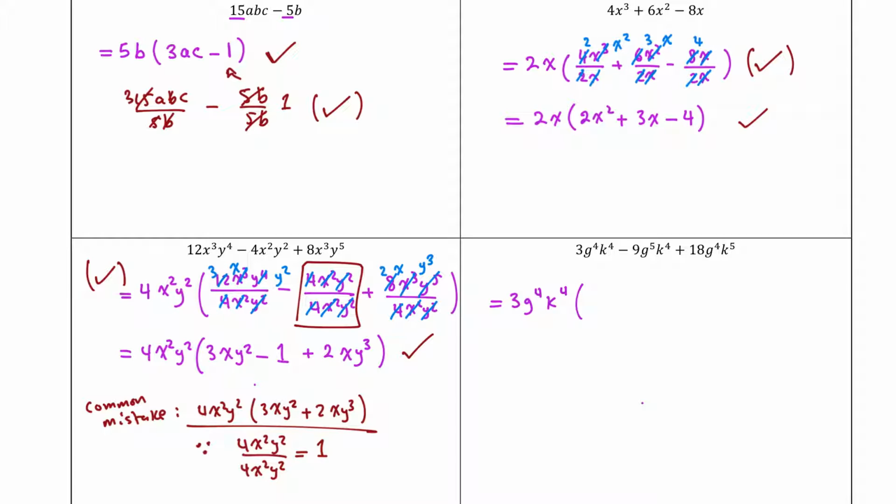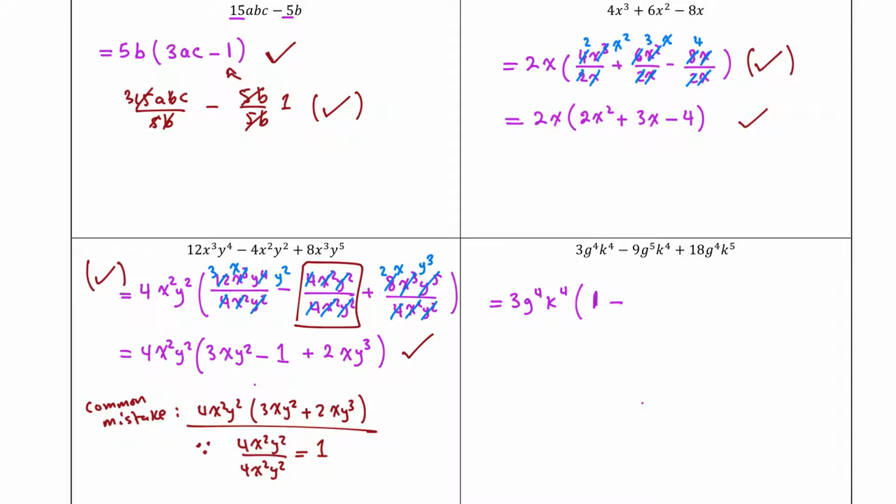And then, so I don't have to write this step down, for the last one, I will just show you how to do it without writing it down. I have 3g4k to the 4, so 3's and 3's cancel out, g4 and g4 cancel out, and k4 and k4's cancel out. So I'm left with 1 minus, and then 9 divided by 3 is 3. G to the 5 and g to the 4, when you divide them, they have the same base. Their exponents need to be subtracted. So 5 minus 4 will give me an exponent of 1.